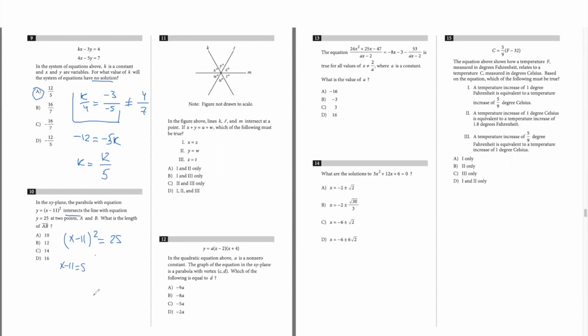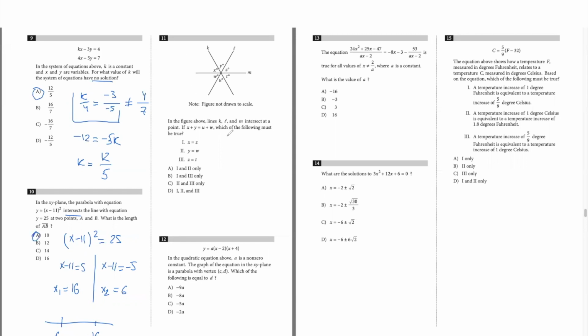It is either 5 or -5. So one of the roots is 16. Another root, x2, is equal to 6. What is the length of AB? From 6 to 16, we have 10 units difference, A.